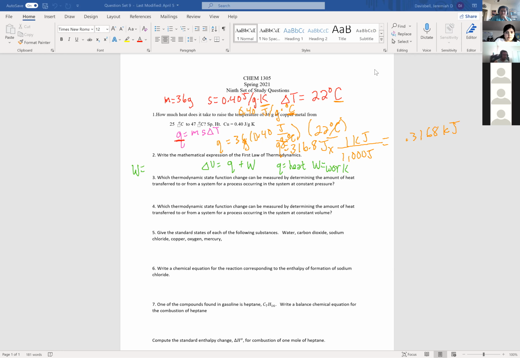Alrighty, and then I have in the chat work equals negative pressure times delta V, which is change in volume, right? So if you're asked to find delta U and you have everything that you need to solve for Q and solve for W, you should be able to solve for this equation, right? Cool. Any questions on the first law of thermodynamics?